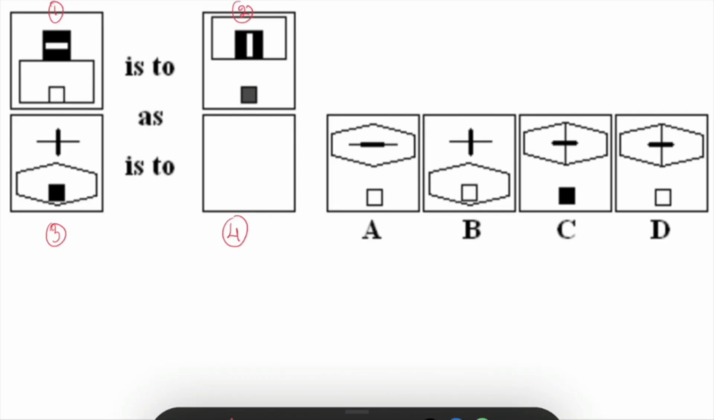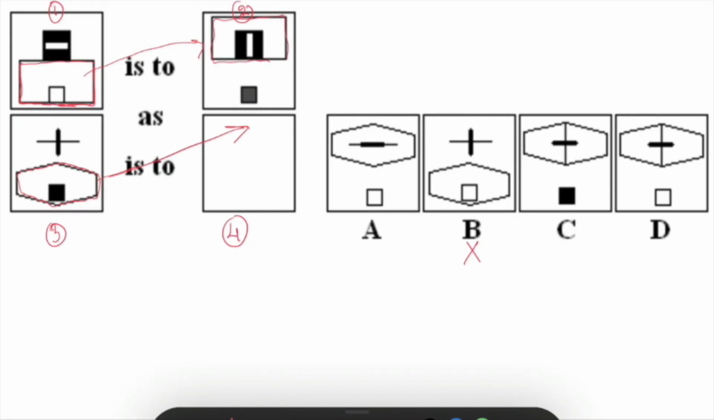First, I have this white rectangle. It moved upward in pattern 2. So I expect the pattern here in 3 to move upward, and this is not achieved in B, so I will exclude and eliminate B. That happens in A, C, and D, so keep them.